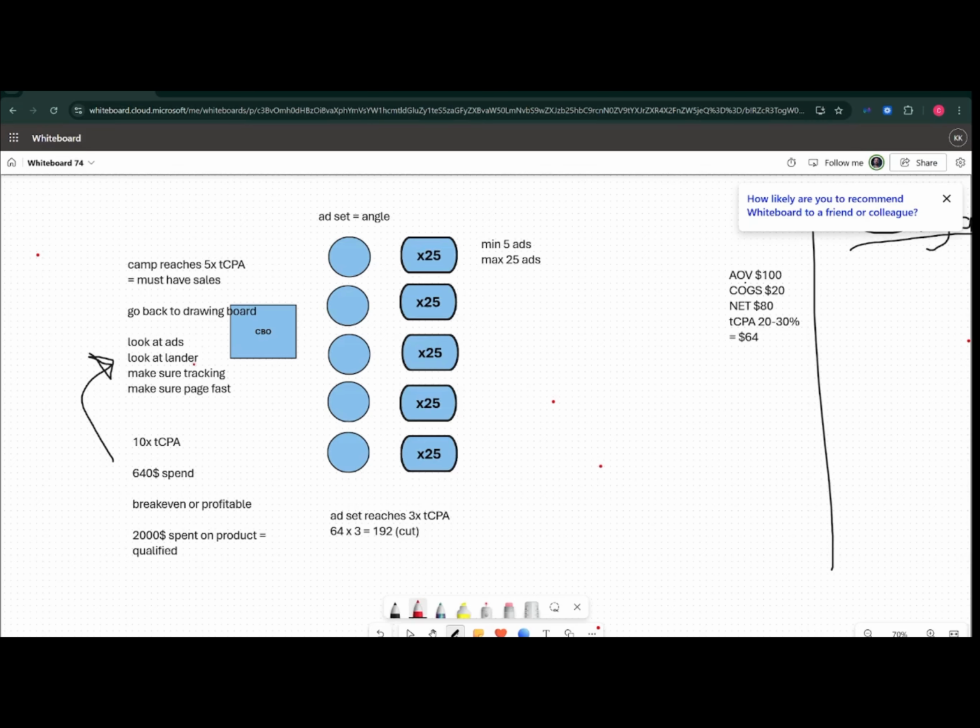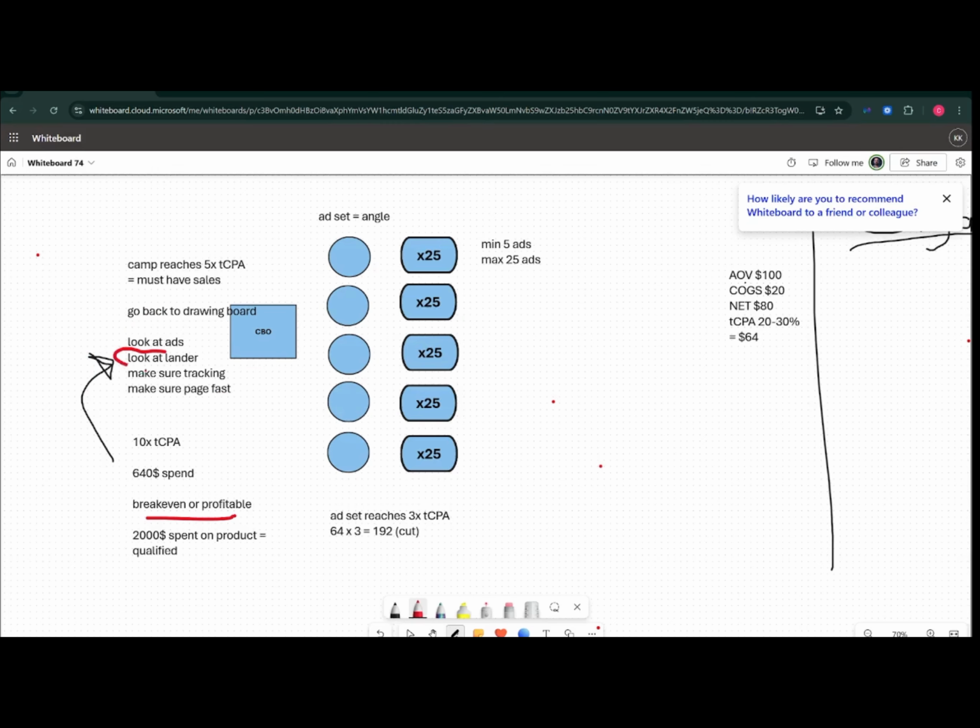So don't get discouraged if your first campaign doesn't pan out. For a lot of people, it usually takes a second or third campaign. So let's say you do get sales, 10 times target CPA, so around $500 to $600. What you're looking for is break even or profitable, right? If it's break even, I would still look at any improvements.